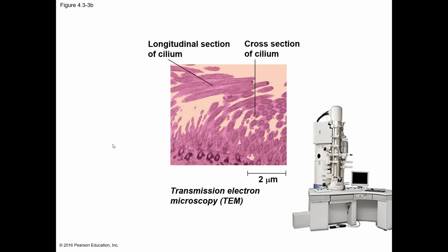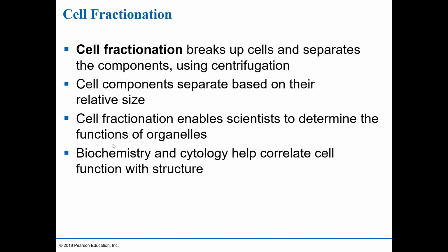But now we're actually able to take those cilia, those little fingers, and cut them in half and see what it looks like on the inside, because it's transmitting through what it's looking at. Cell fractionation breaks up cells and separates the components using centrifuges. A centrifuge spins super fast, and so it's breaking things apart. Heavy stuff will fall and light stuff will go to the top. That enables scientists to figure out the functions of organelles.